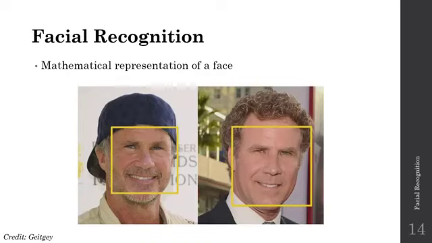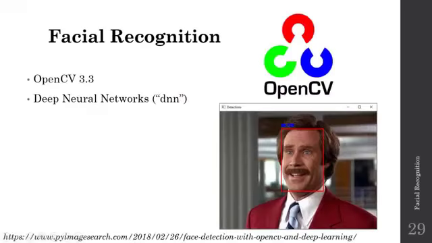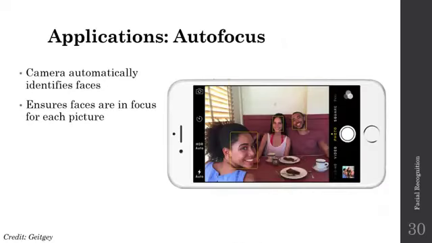In the first part of this lecture series, we explored this concept of the face as a mathematical representation, and we looked at the history of facial recognition in the context of developing our own facial recognition algorithms. We then utilized deep neural networks to create our own facial recognition algorithm that could detect faces in images. Here we'll take a look at applications that utilize this technology.